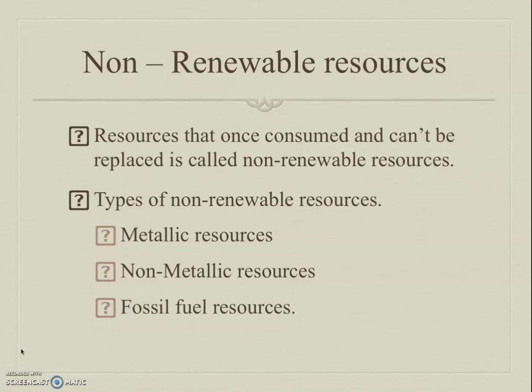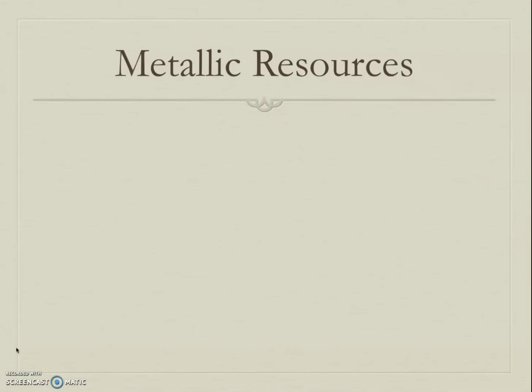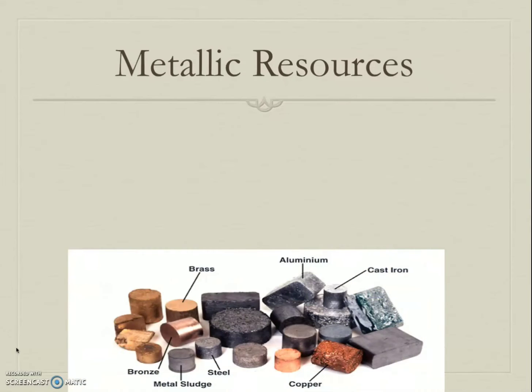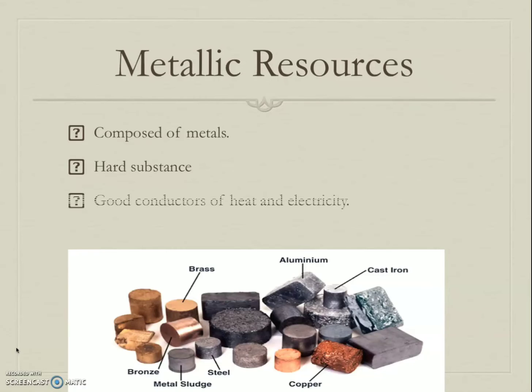Next we are going to see metallic resources. Metallic resources are the type of resources that are composed of metal. They are hard substances which are good conductors of heat and electricity. Examples of metallic resources are iron, copper, gold, bauxite, silver, and manganese. Okay, so we are going to see these examples one by one.